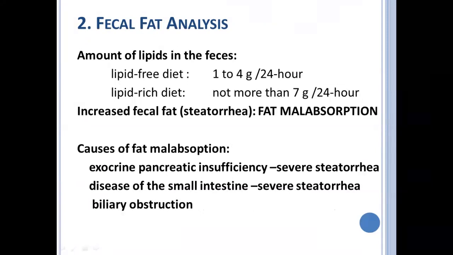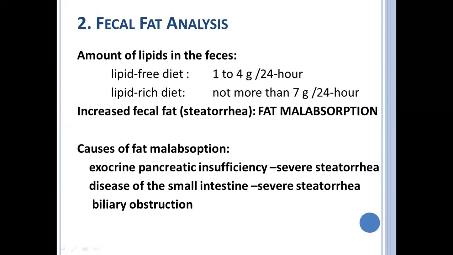Doon sa Strasinger hanggang 5, magkaiba. So, wag kayong malilito ha. Yung mga values that I'm going to use ay Bishop, hindi Strasinger. So, pag kumain ka naman ng lipid rich, not more than 7 grams per 24 hours. Yan yung normal value.